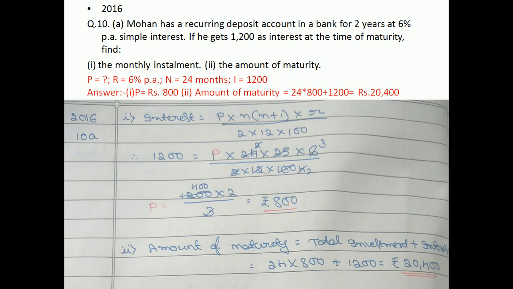Once you know the per month investment, the amount is equal to 24 months into 800. If you want, you write the formula first, then substitute the values. Interest already given as 1200, add them, it comes to 20,400 rupees. Please keep the rupees symbol. Always a unit is required in mathematics.